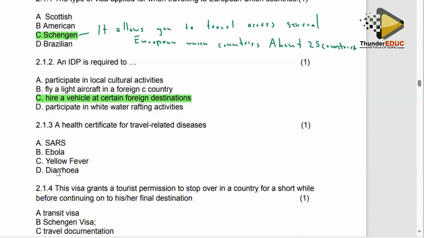Then moving on to the next one, 2.1.3, a health certificate for travel-related diseases. So the health certificate, usually it is issued for diseases such as yellow fever and cholera. So in this case, we only have what? A yellow fever. So C will be our correct answer.